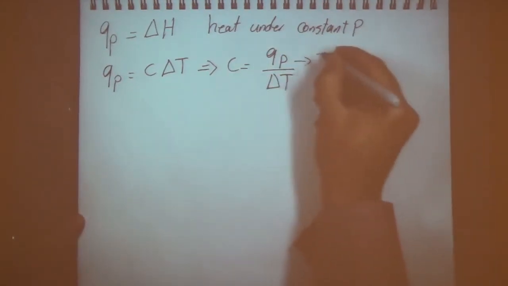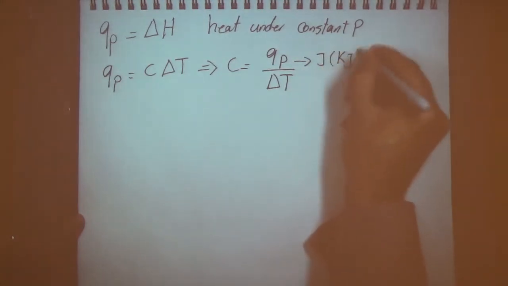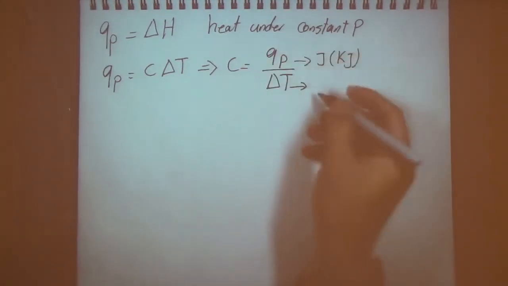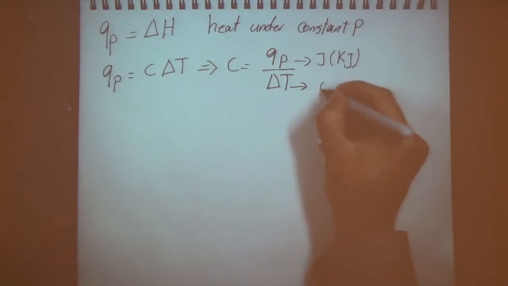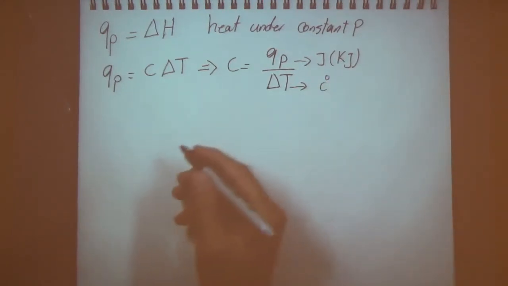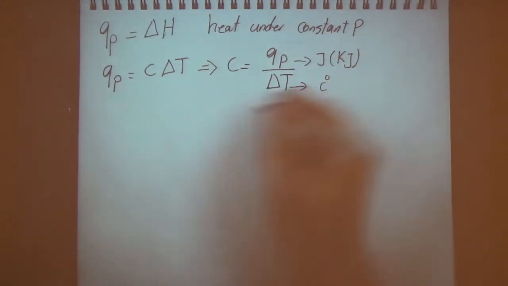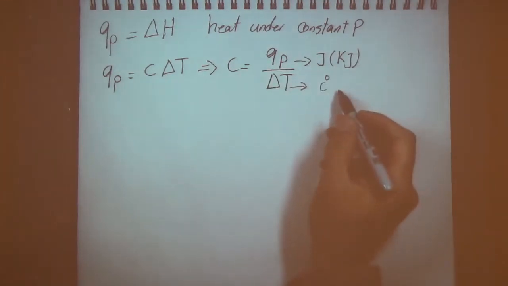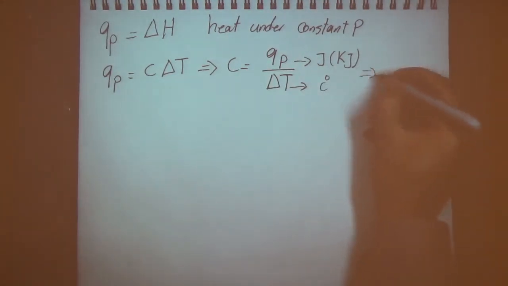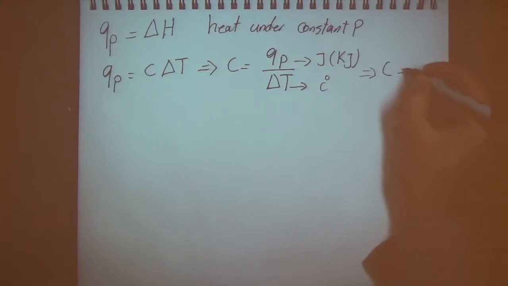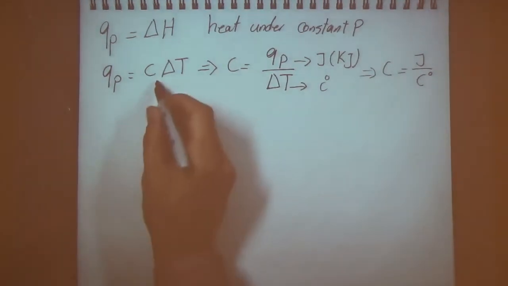For the unit, you go with either joule or kilojoule, and for this one you can go with degree Celsius or Kelvin. If you go with degree Celsius, then the unit for C is going to be joule or kilojoule divided by degree Celsius. And this is the heat capacity.